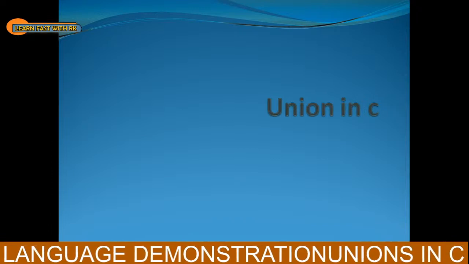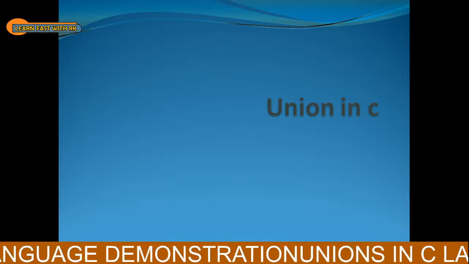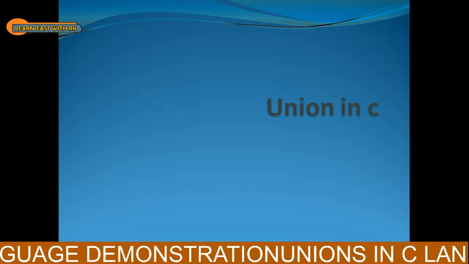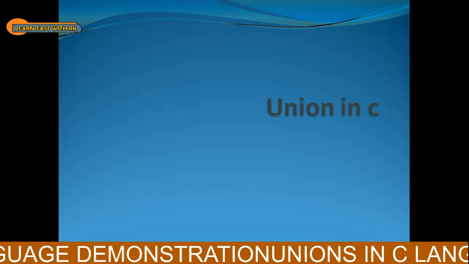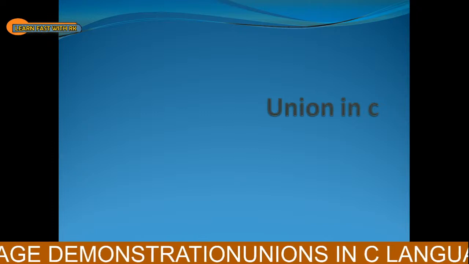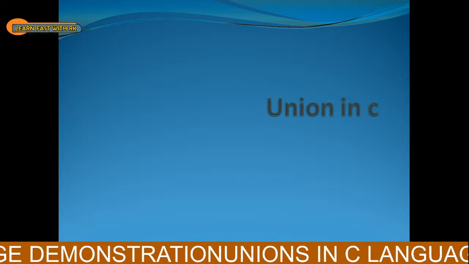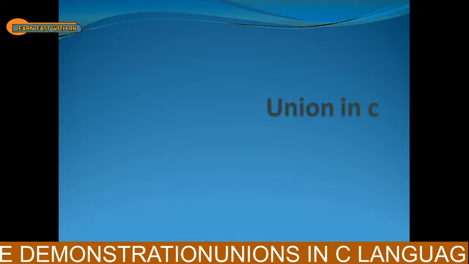Good morning, everyone. In today's session, I will introduce a new user-defined data type in C language, which is union. In a union, a single storage location will be shared by one or many heterogeneous data members, that is, different types of the data members. Now, let us see the syntax for defining a union.